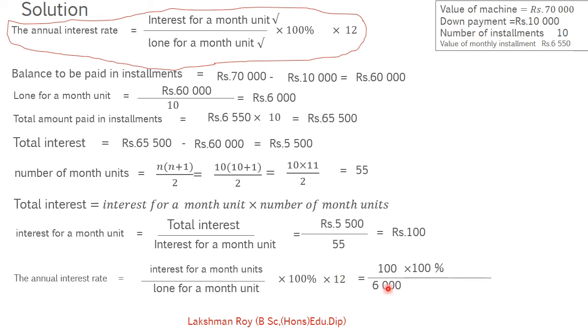Why? To convert the interest for a month unit into annual. So to convert into annual, that should be multiplied by 12. Then you can simplify 100 and 6,000. You can cut the 0 and also the other 0. Then 12 and 6 you can simplify, and then you easily get 20%. So that is the annual interest rate.